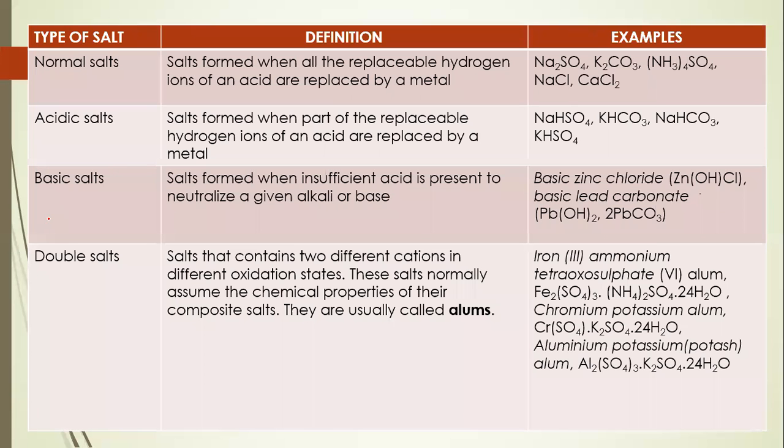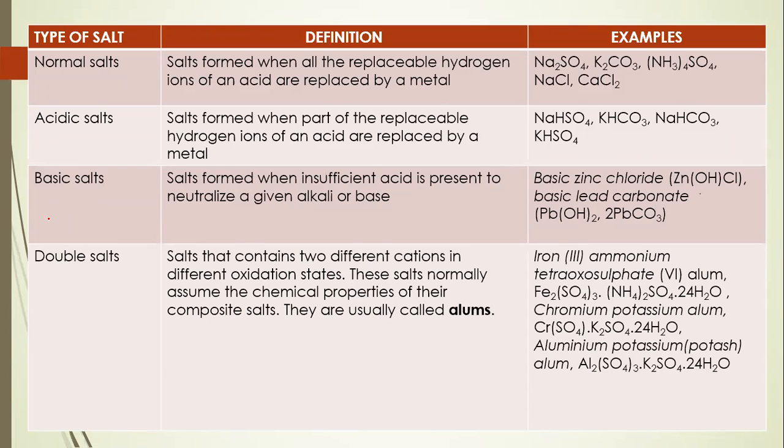Okay, so let's look at them one after the other. We'll start with the normal salt. That is the type of salt. So what is normal salt? Normal salts are salts that are formed when all replaceable hydrogen ions of an acid are replaced by a metal. Others will say by a metal cation. So you have normal salts formed when all replaceable hydrogen ions of an acid are replaced by a metal.